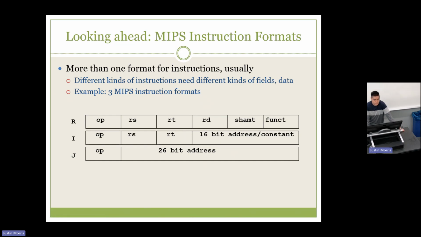You said that RD was a destination. Yes. I thought RS was the source variable and RT and RD were the operands. No, RT is the destination.